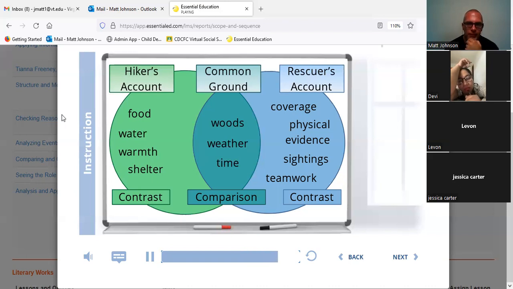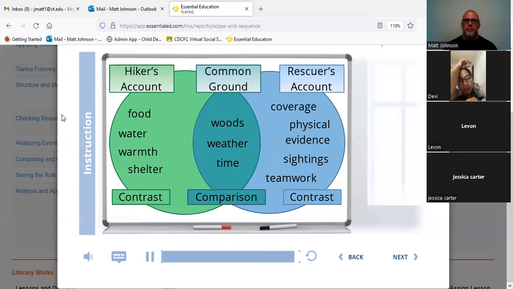Despite their differences, the two accounts have a lot in common. Each account has a different set of priorities, but the same goal. Both the hiker and the rescue team want the hiker found and recovered. The two accounts, however, are very different in how they describe the problem. The Venn diagram shows you, at a glance, how these two accounts use the same or different topics.